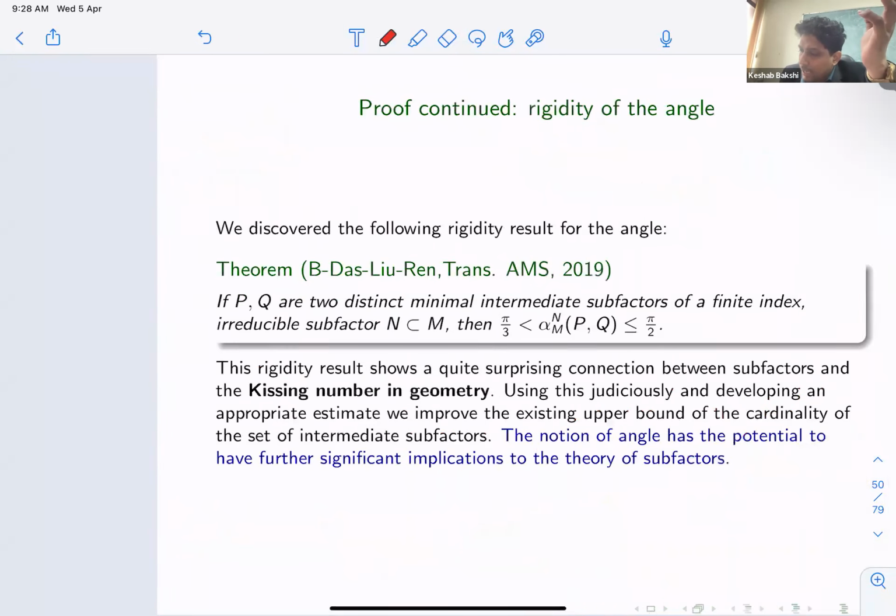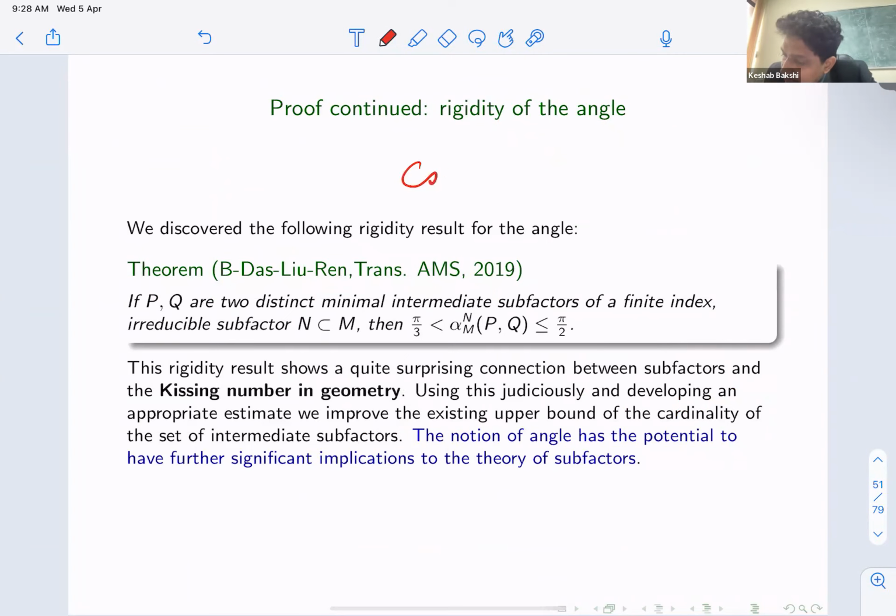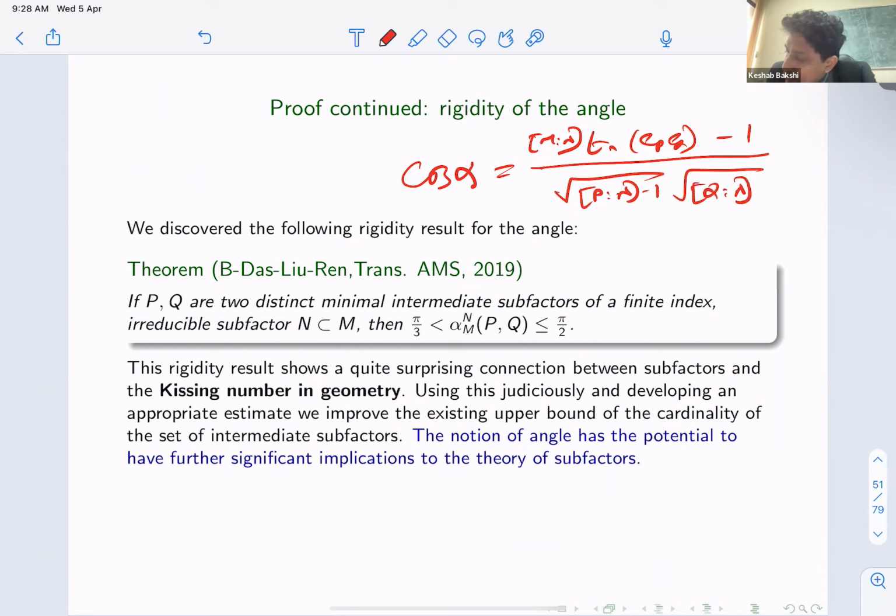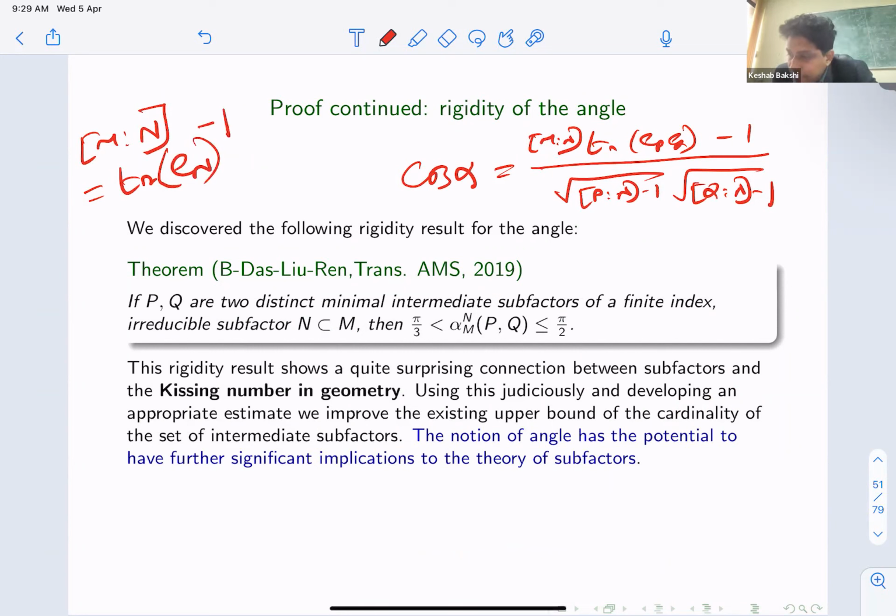So this is basically, let me write here, cos alpha will be trace of E_P E_Q index minus one, root under P index N minus one. So this is actually like the Jones index, because anyway, what is the Jones index? Jones index is nothing but trace of E_N, that is one definition, inverse of trace of E_N. And this is trace of E_P E_Q. So it is actually a generalization of Jones index, at least in this way. So this is much more natural.